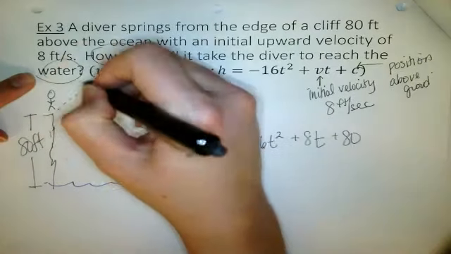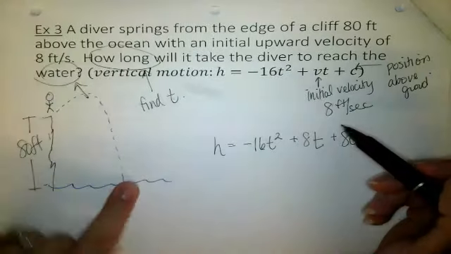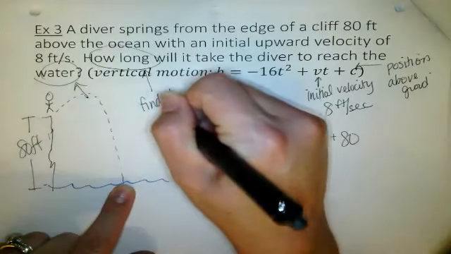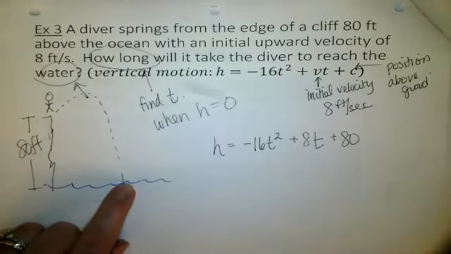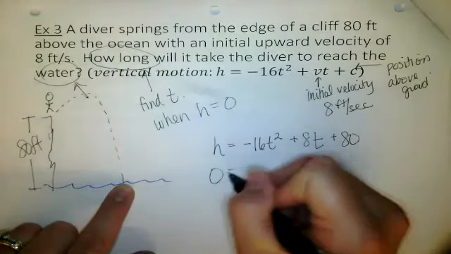Well, to reach the water, what height would he be at? Find t when the height is 0. When he hits the water, he is 0 feet above the water. So we want to know when this is set equal to 0.